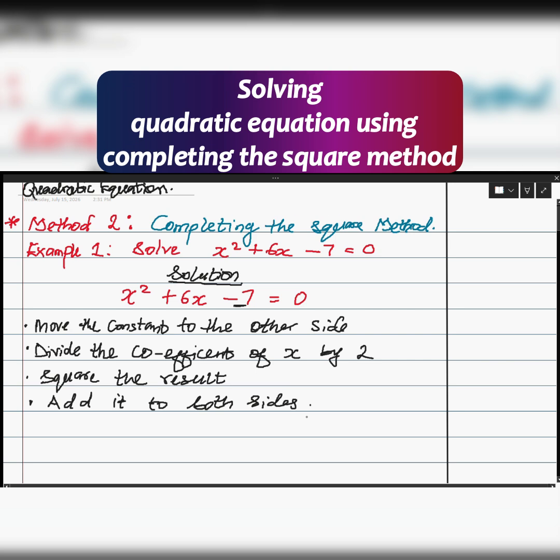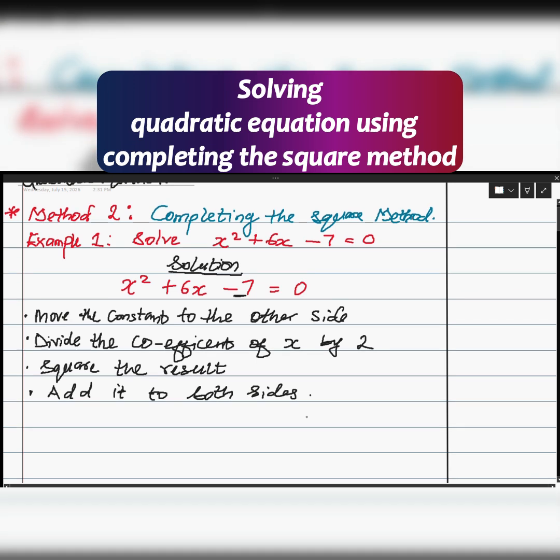Now with these 4 procedures, I'm going to answer the question x squared plus 6x minus 7. Now the first one says move the constant to the other side. The constant, which is minus 7, we have to take it to the other side. And when it's going to the other side, remember that our minus becomes positive. So I'm going to have x squared plus 6x equals 7. I'm done with the first procedure.